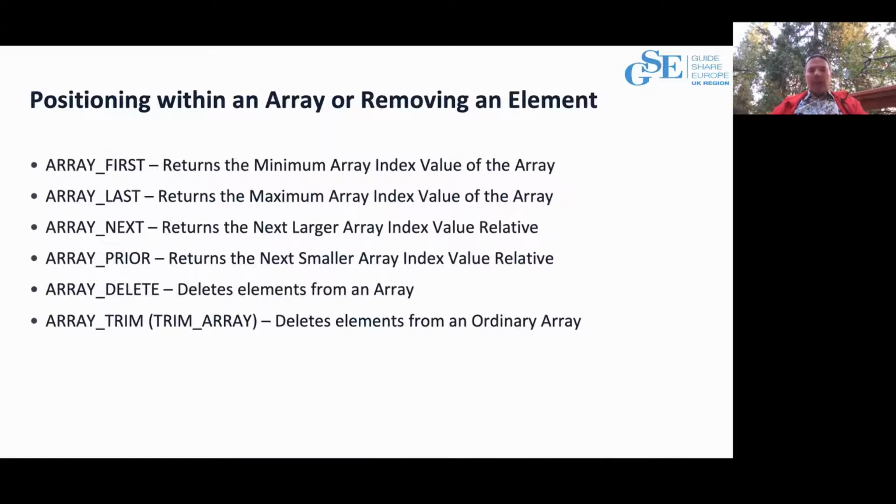If you want to position in an associative array, you use ARRAY_FIRST, ARRAY_LAST, ARRAY_NEXT, ARRAY_PRIOR, ARRAY_DELETE, or ARRAY_TRIM to do various operations. Especially for an associative array where it's unbounded, you can add and delete members from the array, and it basically just removes it, like it removes an item out of a linked list. You can think of it that way.